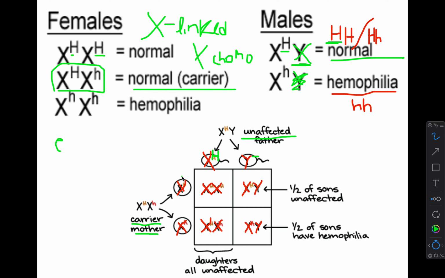So on one of her X's, she has a capital H, right? And on the other X, she has a lowercase h. So she does not have hemophilia, but she does carry that recessive allele for hemophilia. So maybe one of her children might have hemophilia. And then we fill it in.